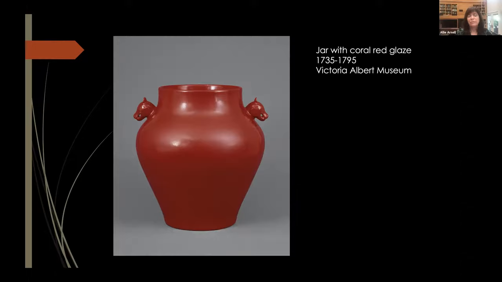And it is in the shape of a ritual vessel that might have occurred earlier in the history of China. And we're going to see that over and over again. We are going to see a looking back in terms of the forms of the ceramics. And this is something that, again, doesn't just happen in the Qing Dynasty.